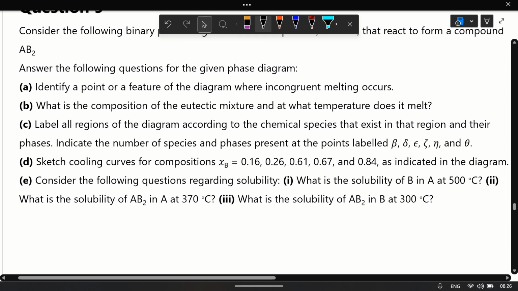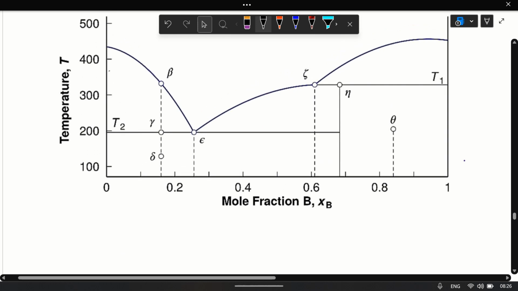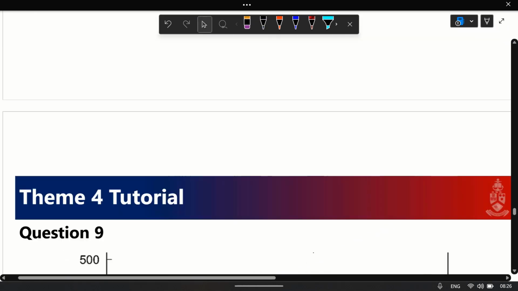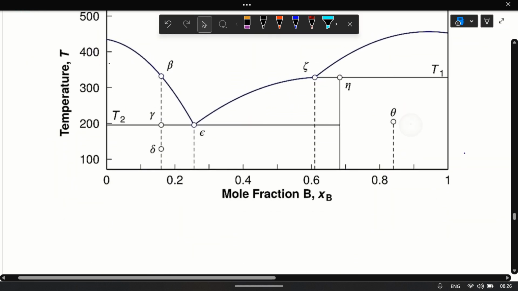So now you know the compound is melting incongruently. Of course, if it were melting congruently, we would see a peak somewhere, and we would have seen that kind of feature. All right. What is the composition of the eutectic mixture, and at what temperature does it melt?